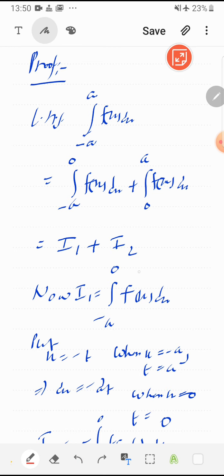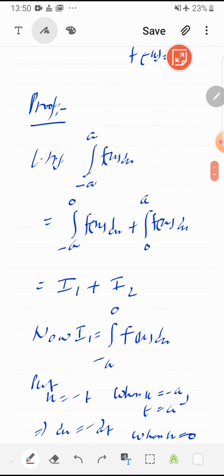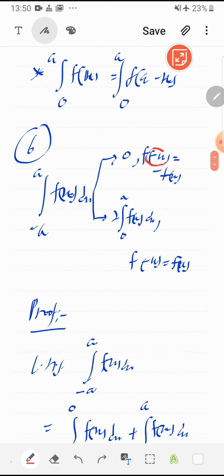Now let us modify I1, minus a to 0 f of x dx. So again, how to start this? Remember, from this value minus x. So in rough, put minus x is equal to t, but actually put x is equal to minus t, like this. So you have to keep this thing in your mind.